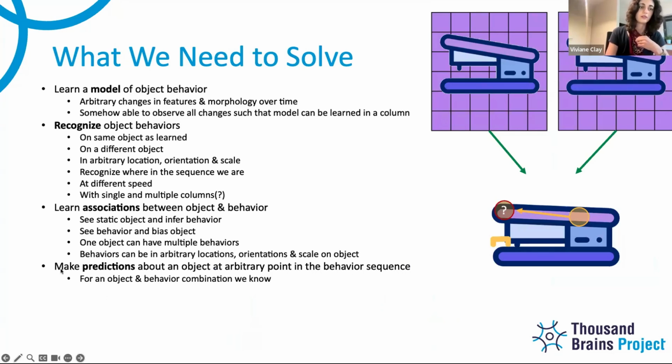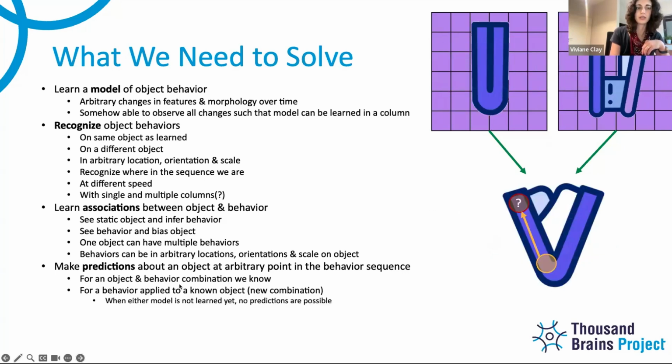Another larger topic is making predictions about an object at an arbitrary point in the behavior sequence. So basically, we have a model of the object, we have a model of the behavior, and then using those two models to predict if I move my sensor from here to here, what am I going to sense here? So that's using the behavior model to make predictions about the morphology at any point in the sequence. And we want to be able to do that for an object and behavior combination we know, and then also for a behavior applied to a known object.